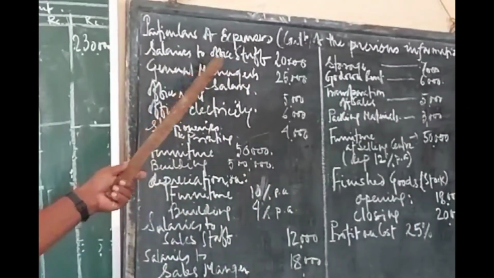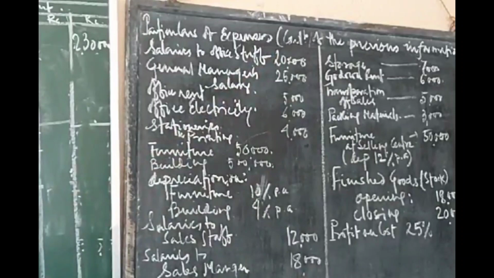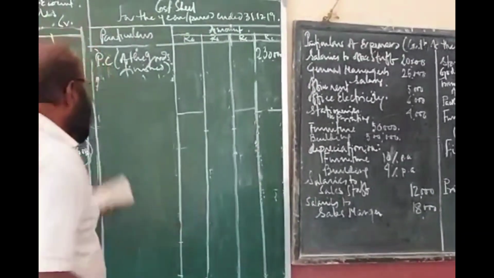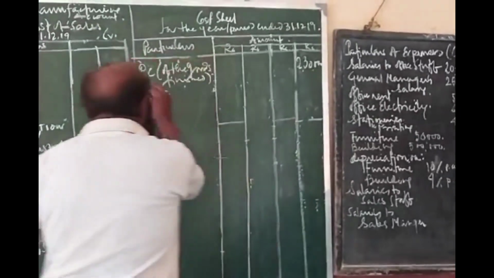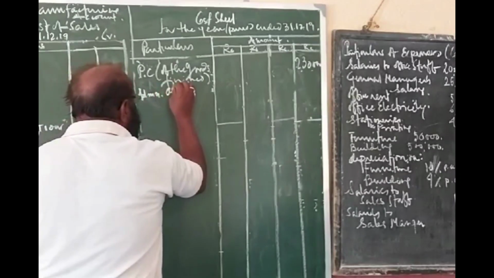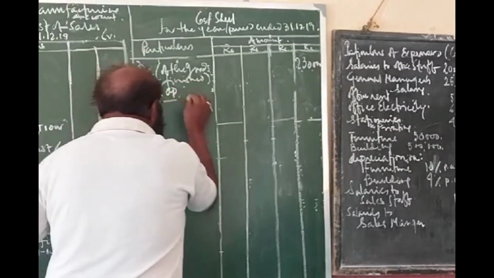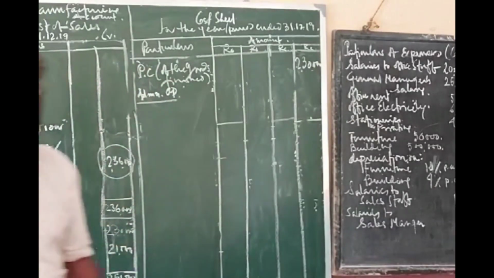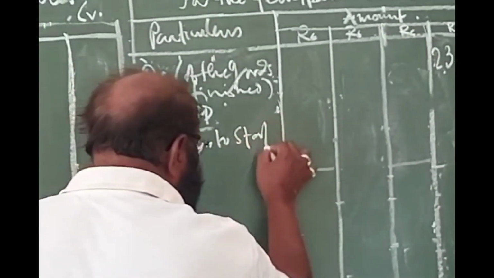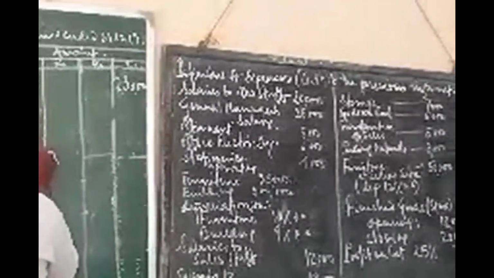Now salaries of two office staff. Salaries to office staff are expenses incurred for the purpose of administration. So it is an administrative expense, or it will come under the head administrative overhead. In short, I am writing ADMN, administrative overhead. Please take care. So it is salaries to staff 20,000. It will come over here. I am writing salaries to staff. It is 25,000.